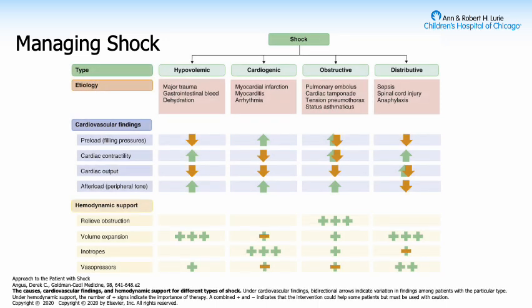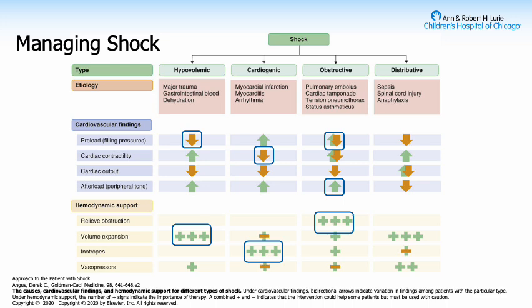Lastly, managing shock. This is a whole talk in of itself, but I thought this diagram is a really good summary of it by the different type, the different etiologies for each of those types, the cardiovascular findings similar to what we talked about previously, and then the hemodynamic support strategy. So for hypovolemic shock, which is primarily a low preload problem, volume expansion plus or minus pressors are key. For cardiogenic shock with impaired contractility, inotropes are the key. And again, inotropes and which one to use is a whole different conversation beyond the scope of this talk.